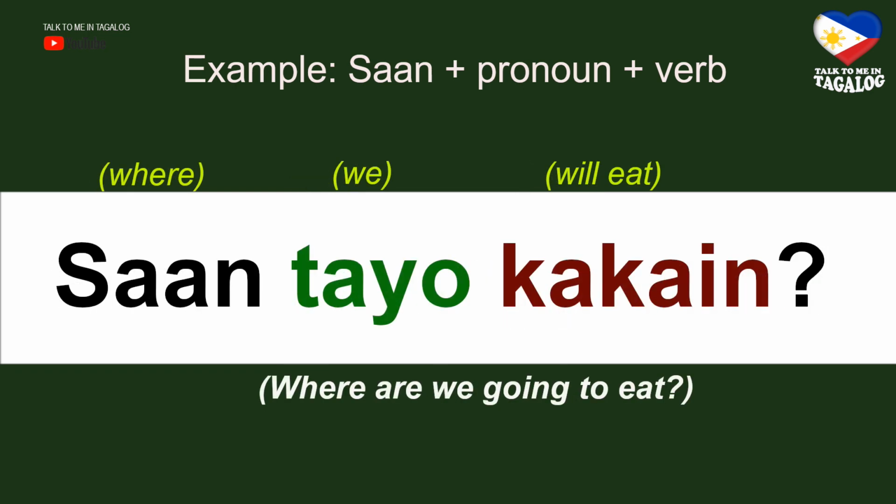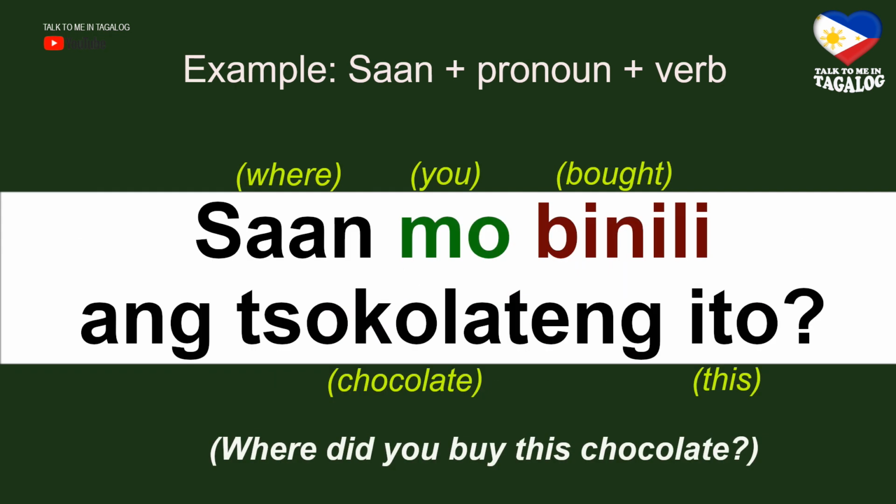Here's another example. Saan tayo kakain? Meaning, where are we going to eat? Saan mo binili ang tsokolating ito? Meaning, where did you buy this chocolate?